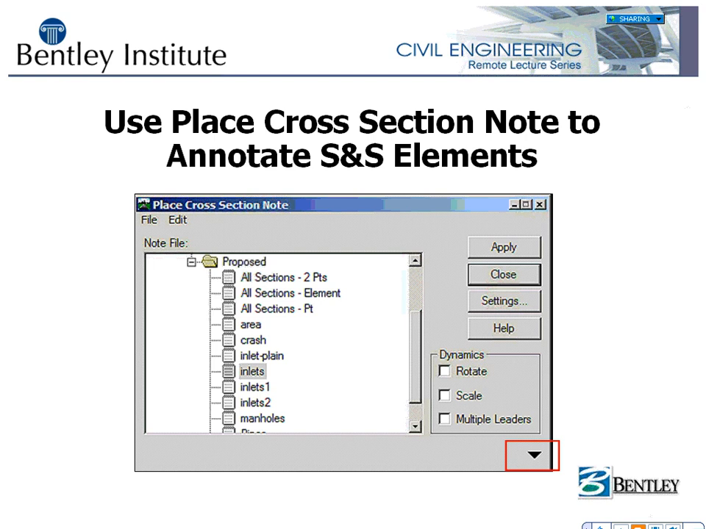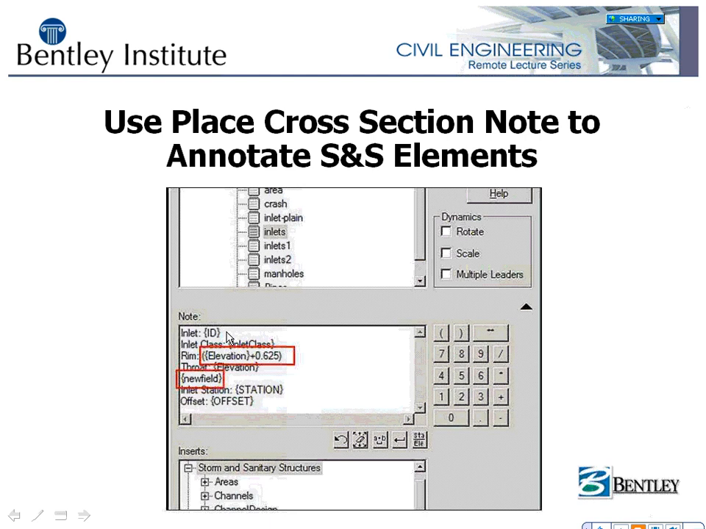What we've added in 8.7 is on the place cross section note, if you hit this expand button here, it'll expand that dialog so that you can see what to type in and what values you want shown. And the nice part is that every attribute that's in your storm and sanitary database can be shown in these notes. So you just expand the part that says storm and sanitary and pick the right kind.